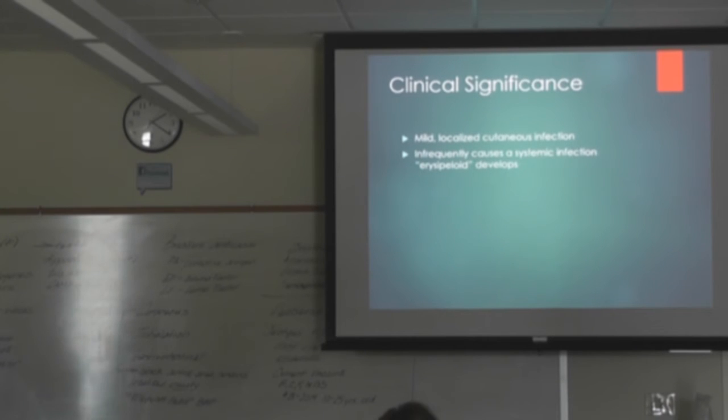Okay, clinical significance, mild localized cutaneous infections. You can get acute bacterial infections from the traumatized skin, which can disseminate to other organs. That is possible as well. Okay, that would be your systemic infection. All I'm saying there is that, besides the initial skin infection, it can travel to other organs. Okay?